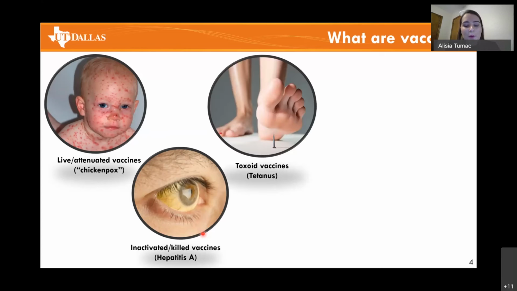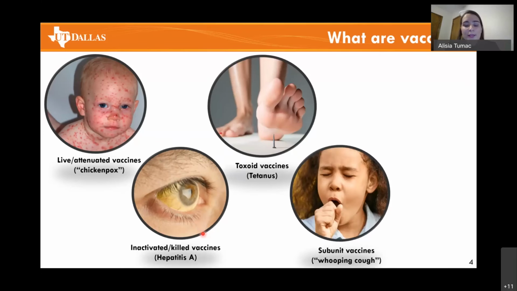The third type came up, and it's the toxoid vaccine type, such as in the case of tetanus vaccine. And it basically immunizes patients against not necessarily the pathogen, but rather the toxins released by the pathogen, such as the tetanospasmin toxin. And then the fourth type of vaccines is encountered in the pertussis or whooping cough vaccine.